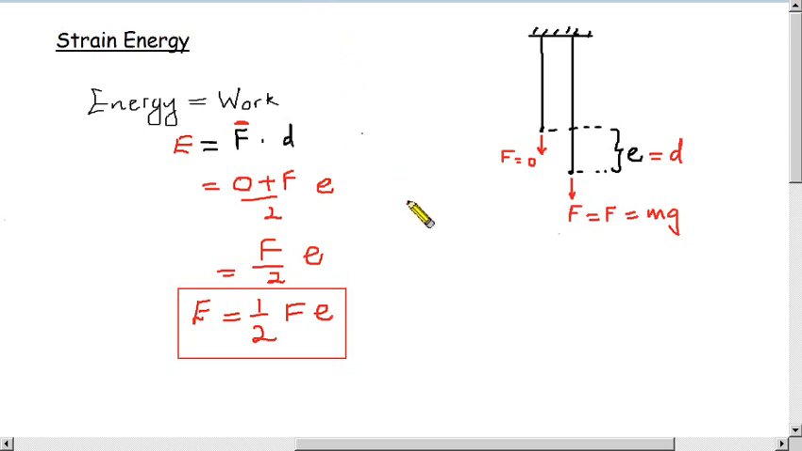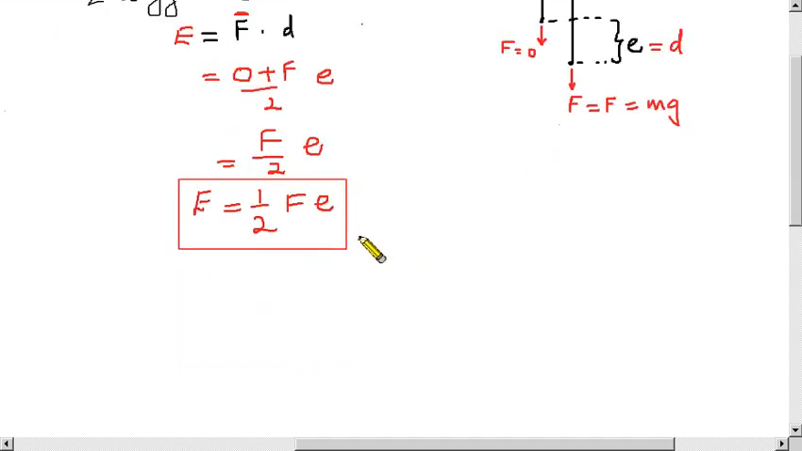This is the equation we use to find strain energy or elastic energy. That is a sort of potential energy, in that category, potential energy.